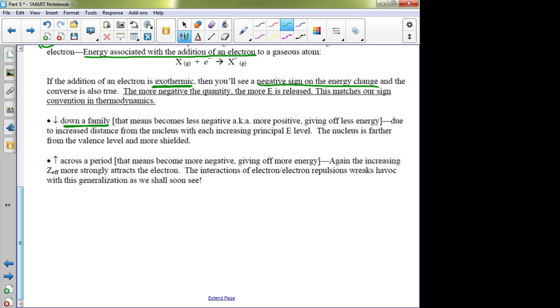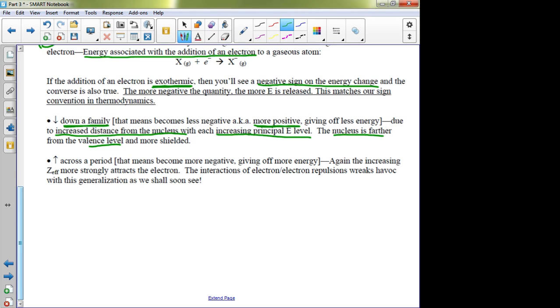So should I see a positive or a negative energy change with that? Did I have to add energy in to make the electron stay? Yes. So what kind of energy change should I expect? A very positive energy change, okay? Because that increased distance from the nucleus with the increasing energy levels means the nucleus is farther away from those valence electrons, which means it's harder to add an electron in there.